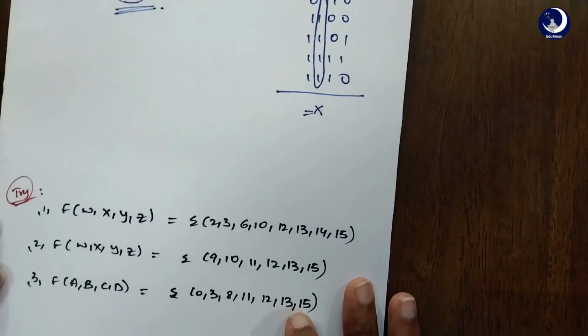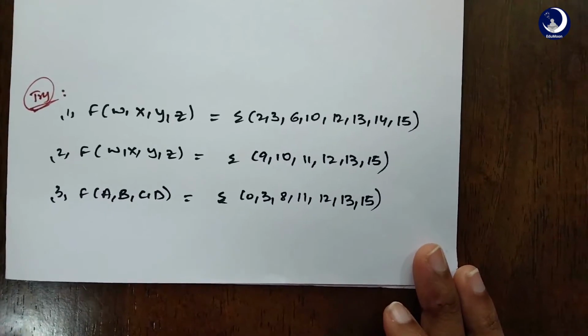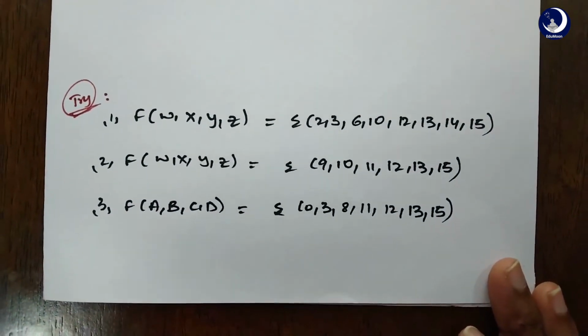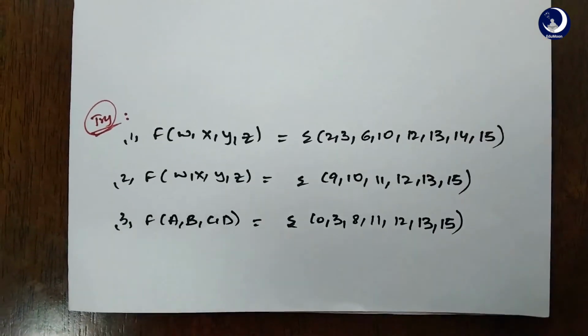Similarly, try solving these questions. Just pause the video, note down these values and solve, and let me know in the comment section. So with this one we are completing the 4 variable map.